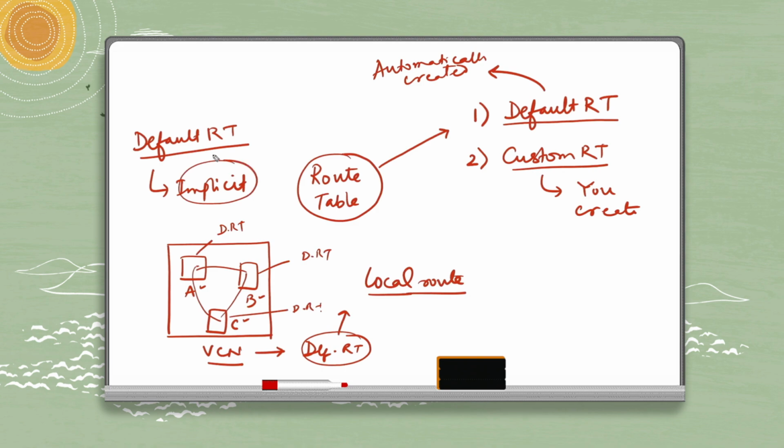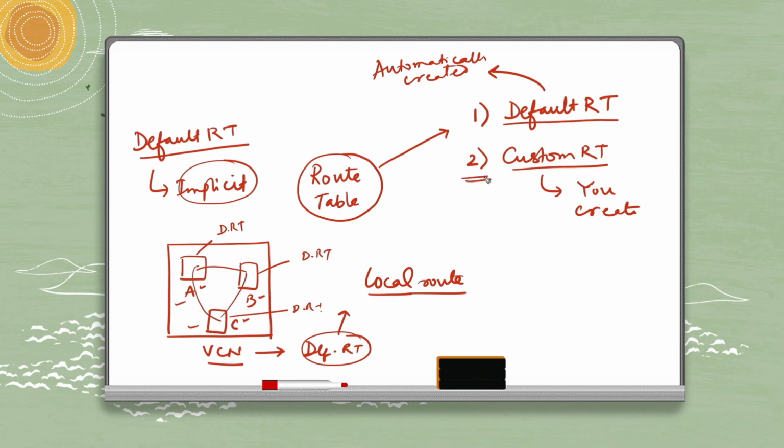If you go to the route table, you will not be able to see this local route. You will feel like the route table is empty, the default route table, but it is not empty. It has a local route which facilitates communication between the subnets or the instances within the subnets to talk to each other. So that is the significance of this local route and default route table.